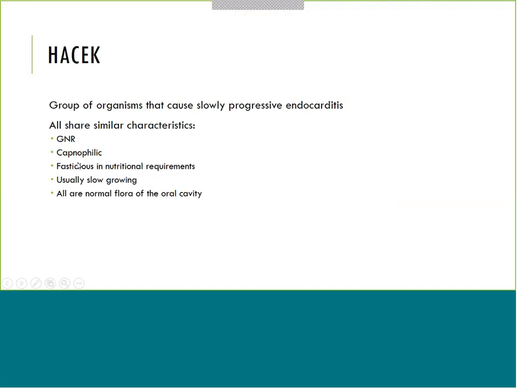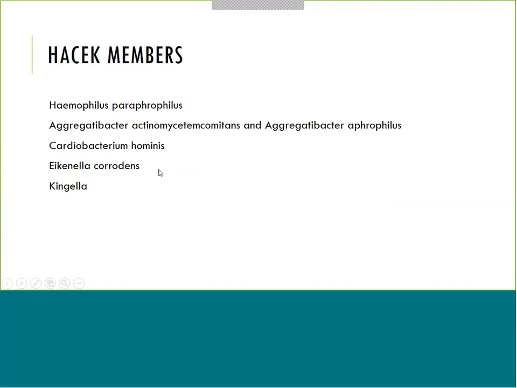So they're very similar in characteristics. That's why we have all grouped them together under the name HACEK. So here are our members. Again, H has been thought to now just stand for Haemophilus species in general, or you can know it as Haemophilus aphrophilus or paraphrophilus.